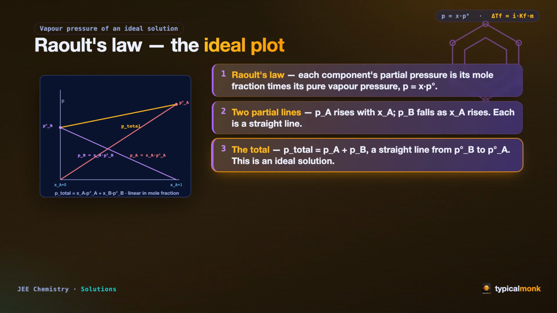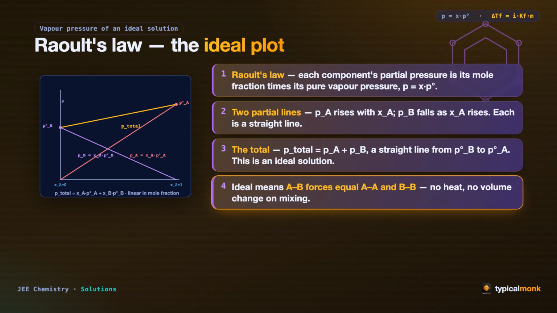The total pressure is PA plus PB, and it too is a straight line, running from P degree B, when there is only B, up to P degree A, when there is only A. That straight total is the signature of an ideal solution. Ideal means the AB forces are equal to the AA and the BB forces, so there is no heat exchanged and no change in volume when the two are mixed.